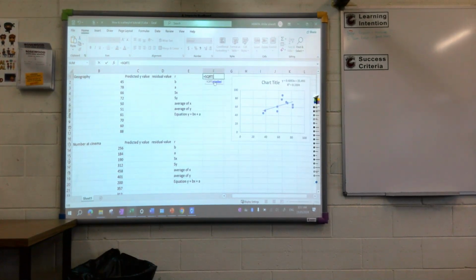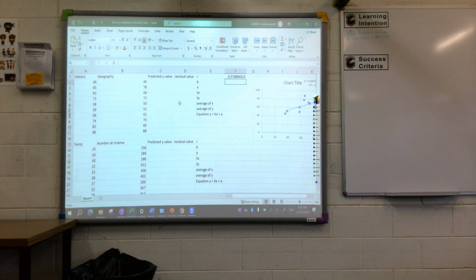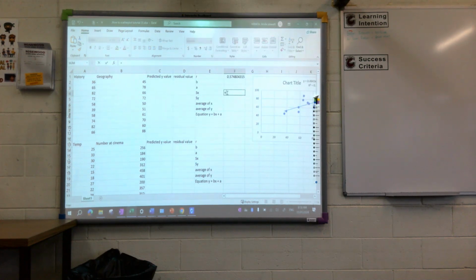So we're going to take the square root, which is SQRT of 0.3304. That gives you 0.57. Next, we need to work out our averages for X and Y. So if I slide across, history will be my X column, geography will be my Y column. Starting off with standard deviation, you're going to type in STDEV for standard deviation. And we're going to highlight our X values, close the bracket, hit enter.